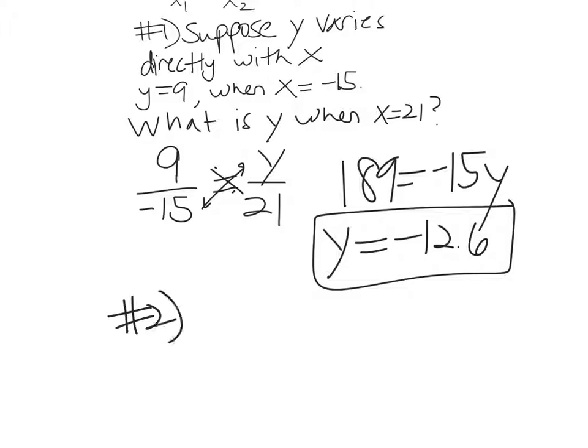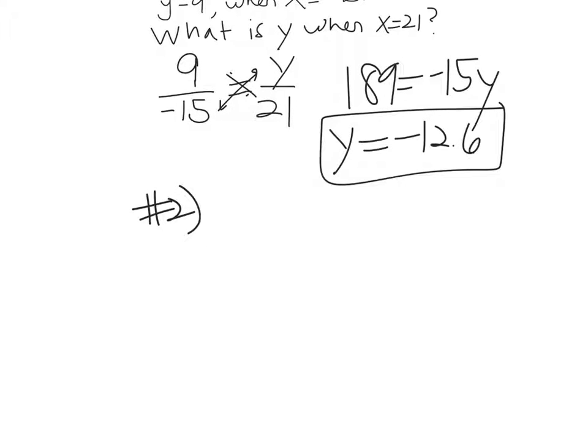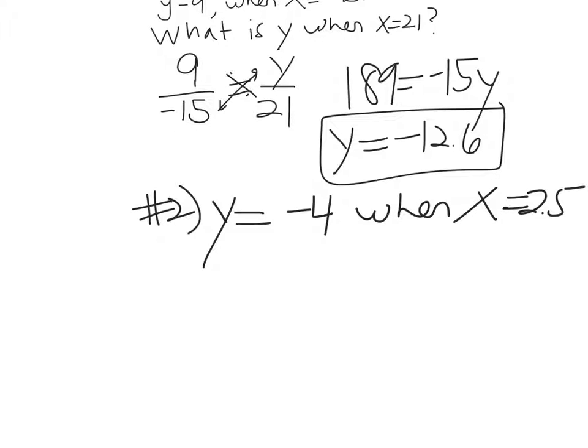You get to try one. Number 2. So y and x vary directly. Y equals negative 4 when x is 2.5. What is x this time? What is x when y equals 10?